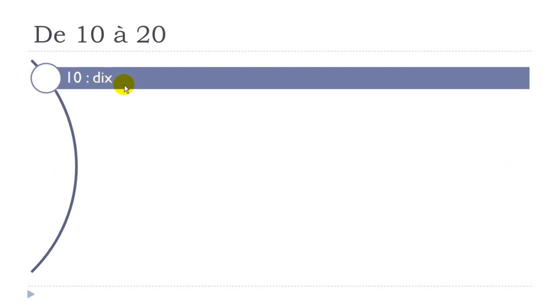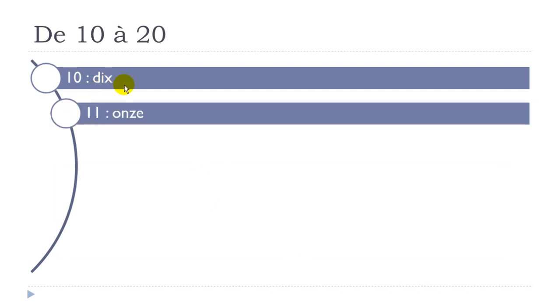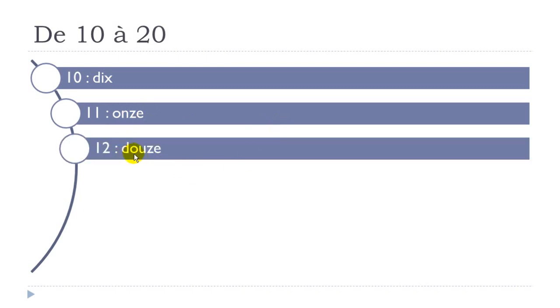10, okay? Then 11, okay? So O plus N give you the sound on, 11, okay? Final E doesn't exist phonetically, 11, okay? 12, O, U, the two together will give you the sound OO, okay? And then Z, 12, alright?